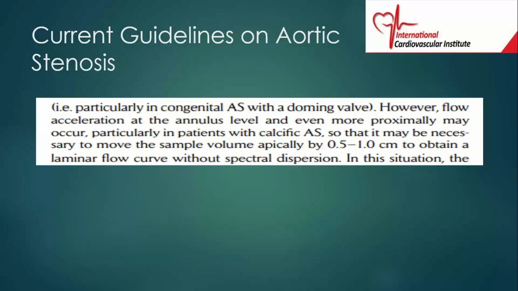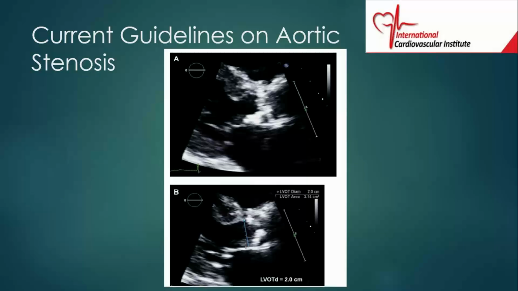It may occur more proximally. So in some patients, you may need to move it to about 1 centimeter away, so you get laminar flow and you don't get that spectral dispersion. Do not position the sample volume too close to the aortic valve. If you get a VTI approaching 30, you're too close.